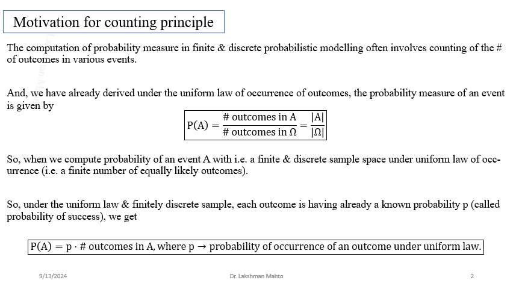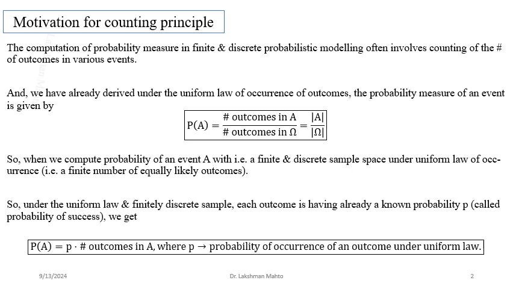Each outcome, go back to the uniform law, at the outcome level. Each outcome has a probability of occurrence. That probability of occurrence we call the probability of success. Under the uniform law, all the outcomes will have the same probability of success.